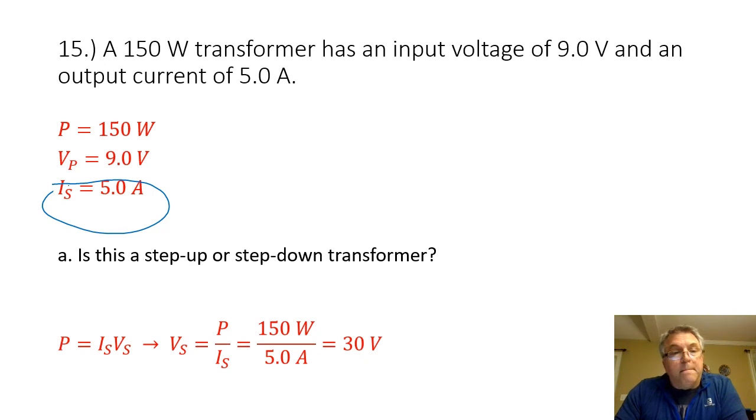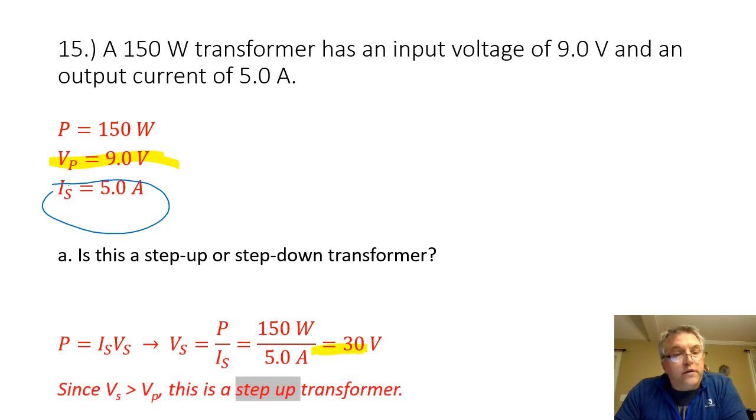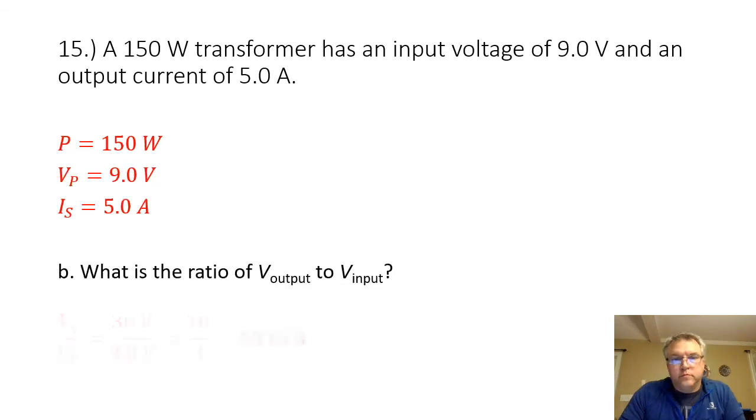So my primary voltage is 9 volts. My secondary voltage is 30 volts. Because my secondary voltage is greater than the primary voltage, this is a step up transformer. We are stepping the voltage up from 9 volts to 30 volts. We're increasing the voltage from my primary to secondary coil, which means that it is a step-up transformer.